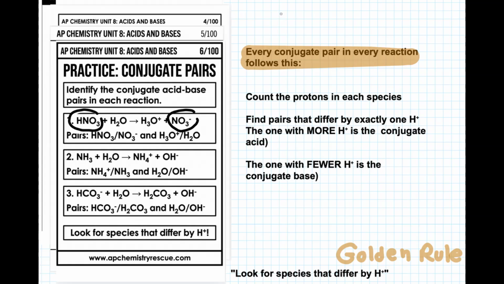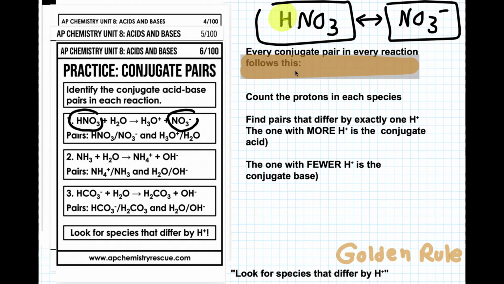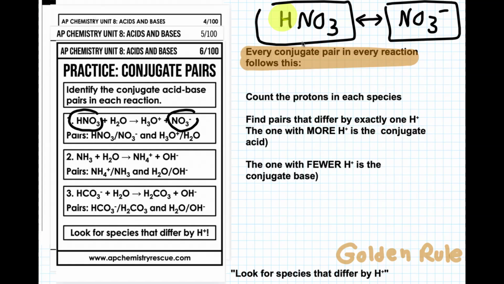So the difference between HNO₃ and NO₃ minus only lies in the proton. They differ only by this proton. This is what's available here and not available here. That's why these two are the parts of the pair. The one that has more protons, one extra proton, is the acid, and the one that has less protons is the conjugate base.